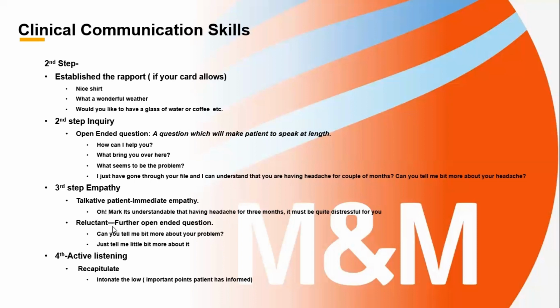However, if the patient is reluctant, he just says, "I have pain in my head." You can say, "Mark, in order to better understand your condition, I'd like to ask some more questions. Can I?" Then we can ask some more questions. "Can you tell me a bit more about your problem?" "Can you tell me a bit more about it?" So these are the open-ended questions if the patient is reluctant. After that, when the patient tells you in detail, then we can go for the closed-ended questions.